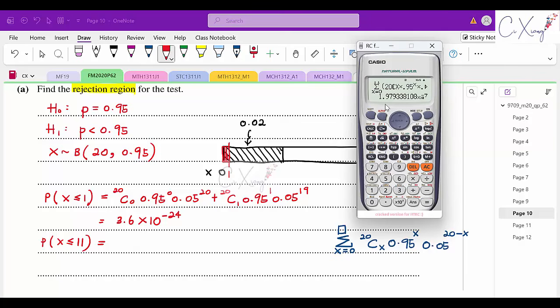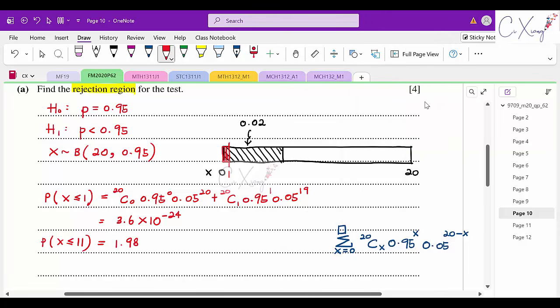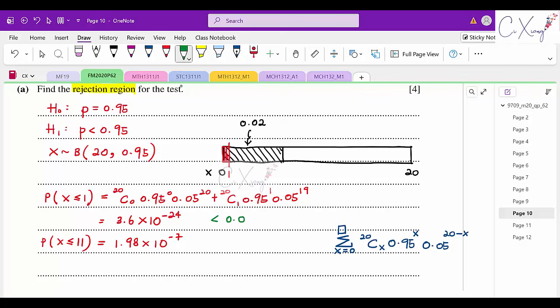And the probability that I get is 1.98 multiplied with 10 power negative 7. So I will take 1.98 multiplied with 10 power negative 7. Oh, then I forgot to compare. This one is less than 0.02. This one is still less than 0.02. And 10 power negative 7 is still quite far away from 0.02, right?